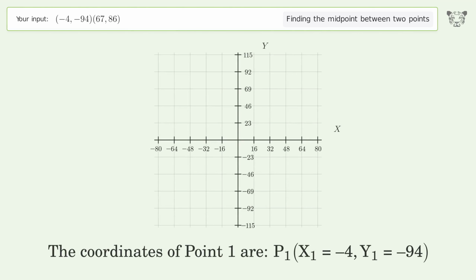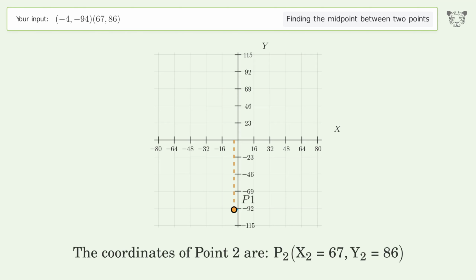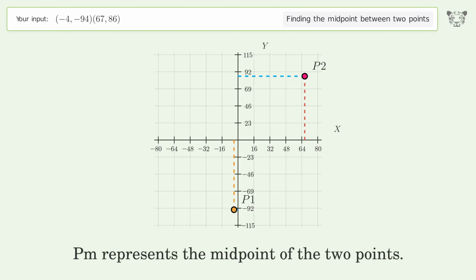The coordinates of point 1 are x1 equals -4, y1 equals -94. The coordinates of point 2 are x2 equals 67, y2 equals 86. PM represents the midpoint of the 2 points.